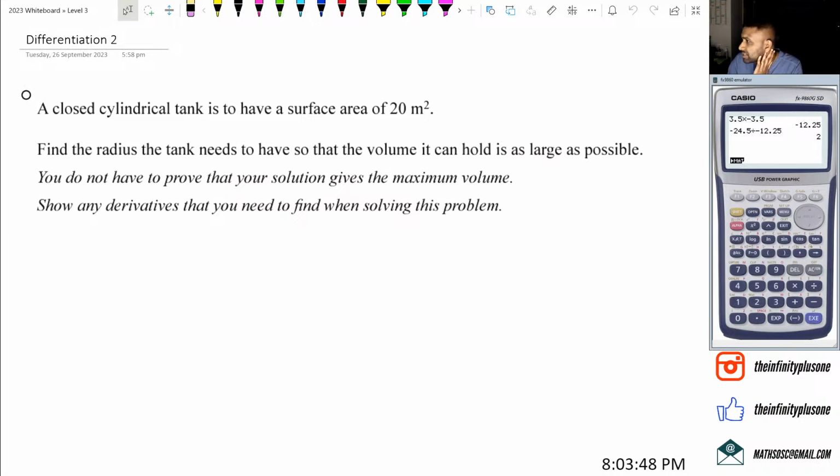All right, so what are we looking at? You need formulas for the cylinder. So the volume formula for a cylinder is pi r squared h, and that's pretty much it. That's all the formulas you're going to need.